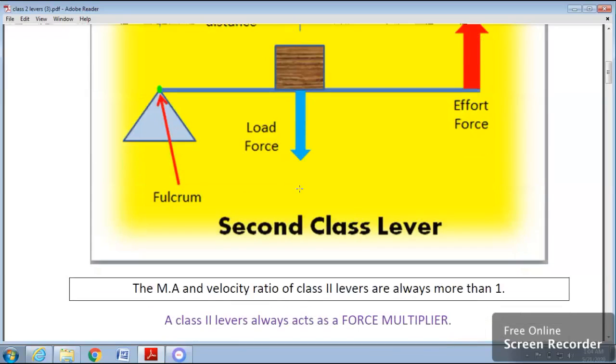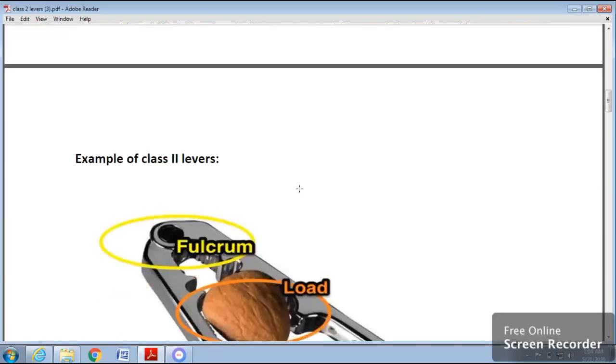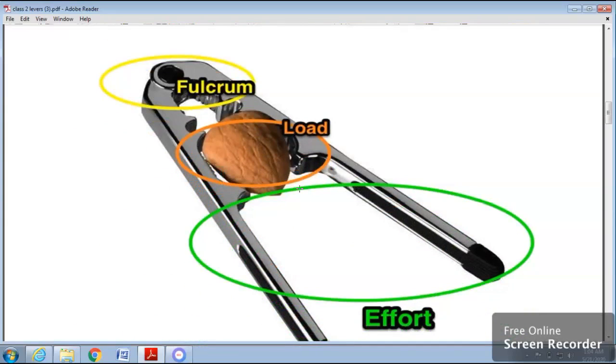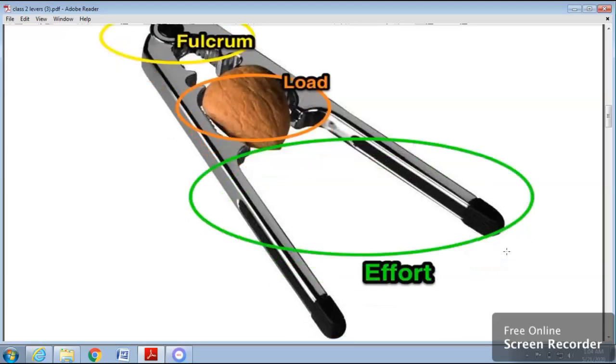Few examples of class 2 lever: a nutcracker, a bottle opener, a wheelbarrow, lemon crusher. Here we will discuss one example. See, this is a diagram of a nutcracker. As you can see, at one end we have fulcrum, at the other end we have effort, and load is in the middle, in between fulcrum and effort. So the distance from fulcrum to load is the load arm, which is less than the distance from fulcrum to effort, which is our effort arm. Hence effort arm is greater, so it works as force multiplier.